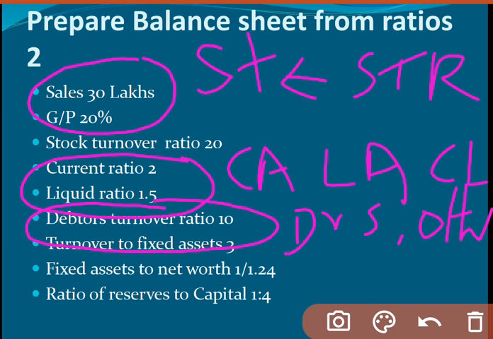That is, here the turnover to fixed assets ratio. In this case, the turnover is given in the question. Turnover is sales, which is given in the question. So based on 30 lakhs, we can find the value of fixed assets. Then the other item is related to fixed assets to net worth. Then it is related to net worth. Likewise we can complete the problem smoothly.